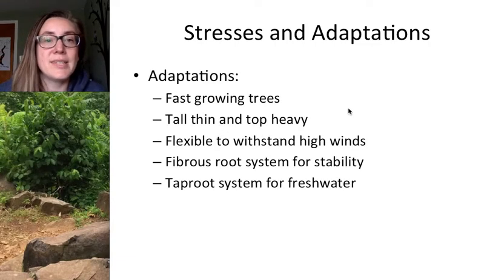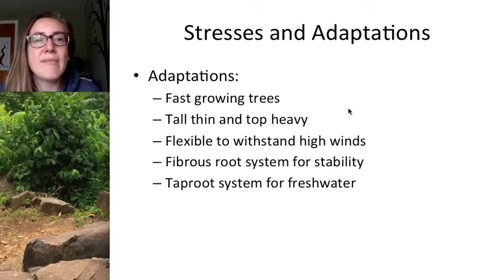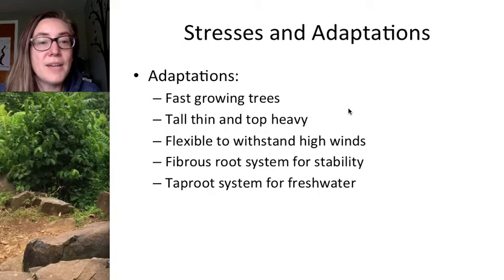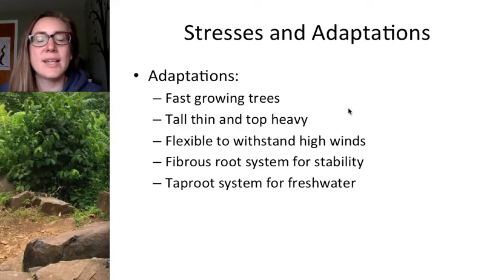Some of the adaptations they have to deal with those stressors: first, they have to be really fast growing plants. The faster they are, the faster they can shoot up and establish that canopy so that they can have access to the sunlight. They are going to not want to spend a lot of time building mass, so they are going to have thin trunks, and those trunks are going to have top heavy trees so that they can have those leaves or pine needles necessary for photosynthesis. Those also have to be very flexible. If we think of something that is tall and has most of its weight at the top of that object, it's going to want to bend. And especially since wind is one of the stressors, it has to be able to withstand those high winds.